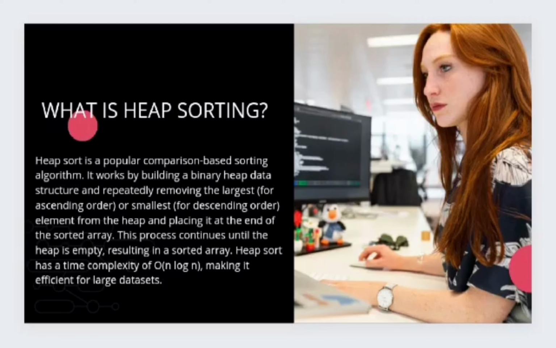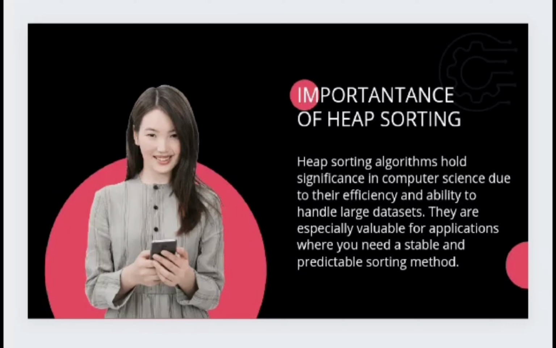Heap sort has a time complexity of O(n log n), making it efficient for large data sets. Importance of heap sorting. Heap sorting algorithms hold significance in computer science due to their efficiency and ability to handle large datasets. They are especially valuable for applications where you need a stable and predictable sorting method.